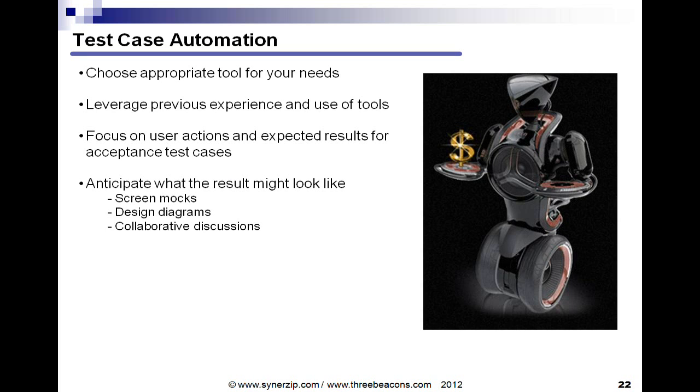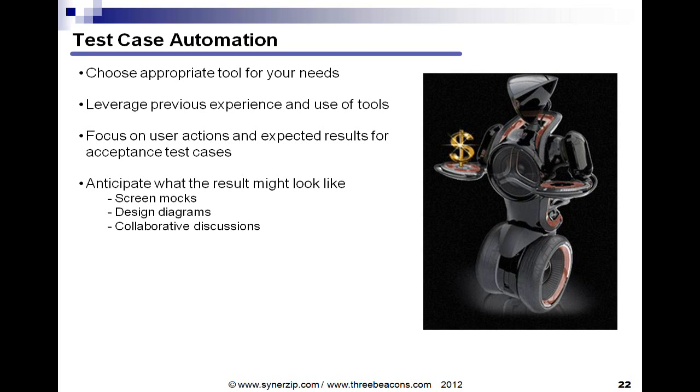Test case automation is also a prime responsibility of the QA person. QA must collaborate with the team members, the product owner, and the customer to anticipate what the result might look like, and then go ahead and lay in some automation structure for that, and then fill in the specifics as you learn more during those 2 weeks.